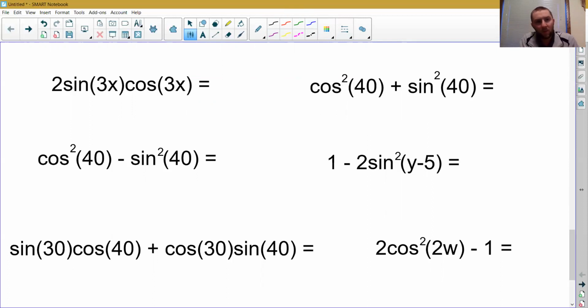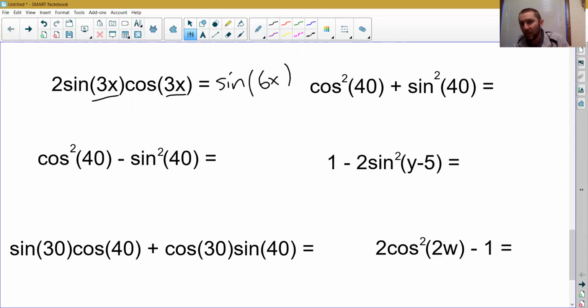So here's the deal. This one says 2 times the sine of this thing times the cosine of that same thing. 2 times the sine times the cosine. Does that sound familiar? It should, because that's the double angle formula for sine. So this is really equal to the sine of 2 times whatever the stuff in the parentheses is. Now, I don't need to write 2 times 3x, because we know what 2 times 3x is. It's equal to 6x. So this is equal to the sine of 6x.